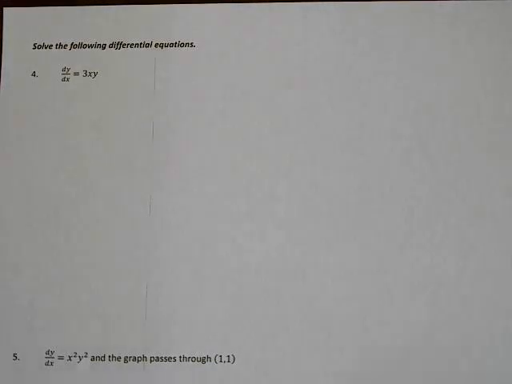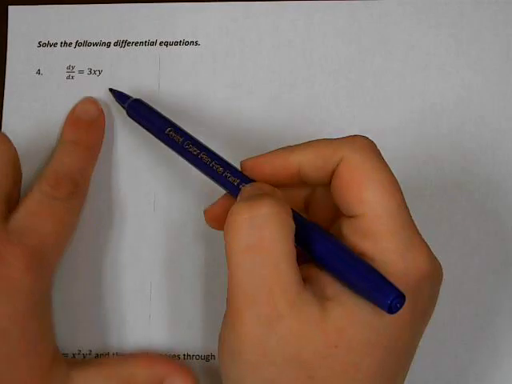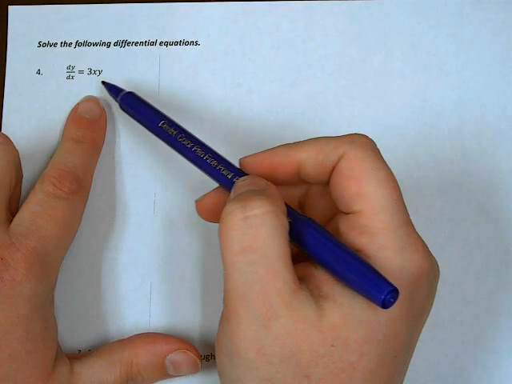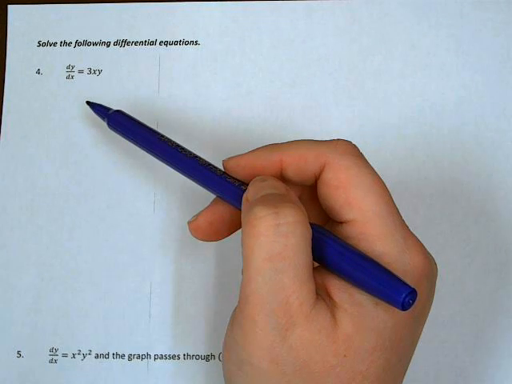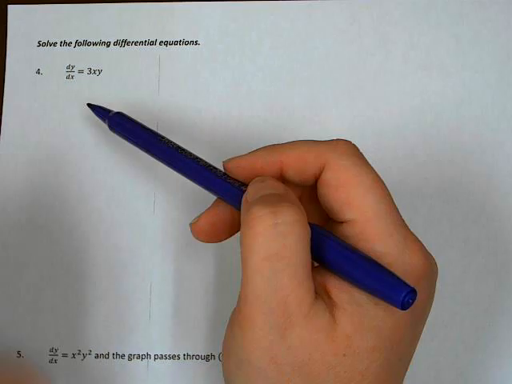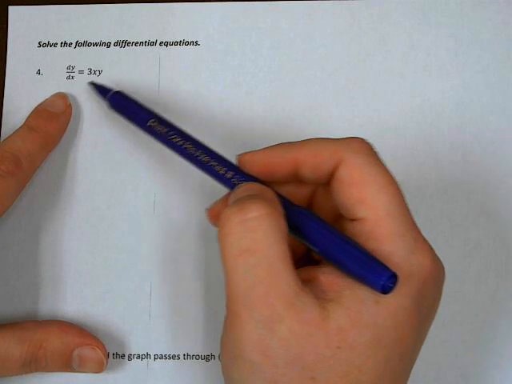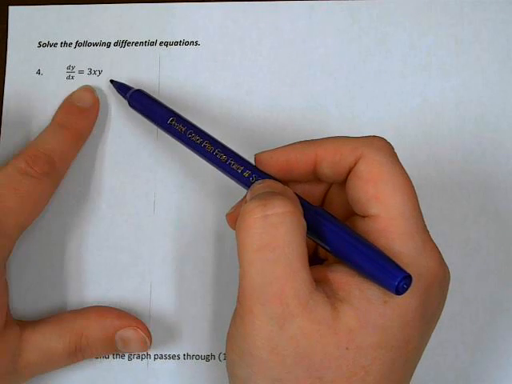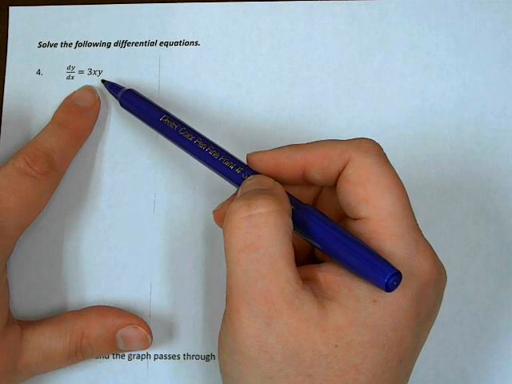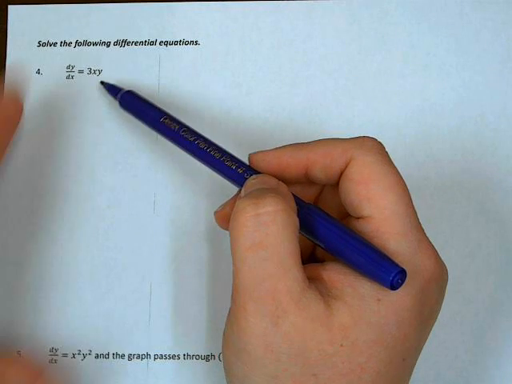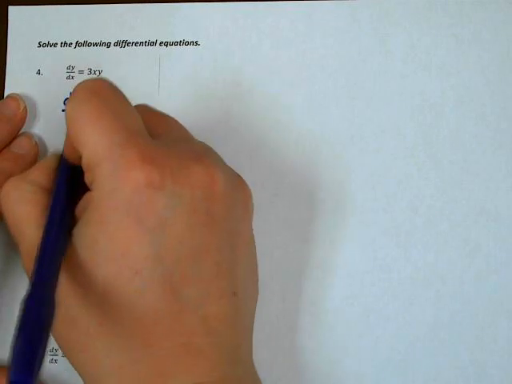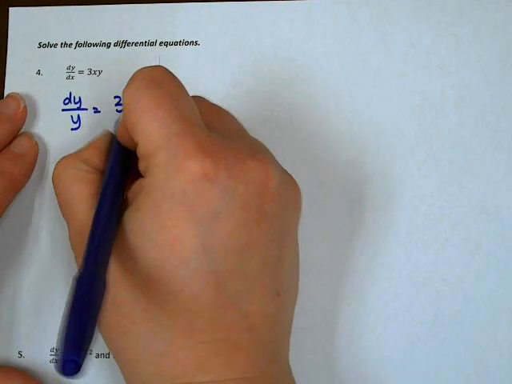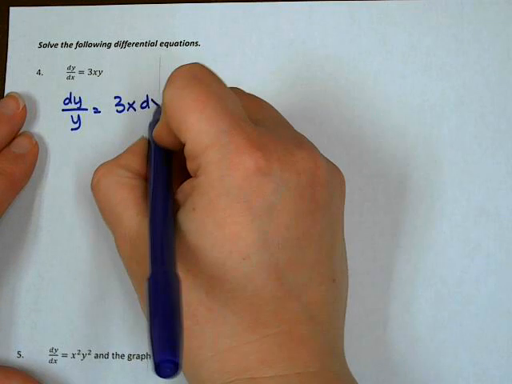So dy over dx is equal to 3xy. So we can see that our derivative is in terms of x and y. So we need to get all of the y's and the dy's on one side, and then x's and dx's on the other. So it's easy enough to multiply both sides by dx, but then we also have to recognize that we have to divide both sides by y. So we end up getting dy over y is equal to 3x dx.